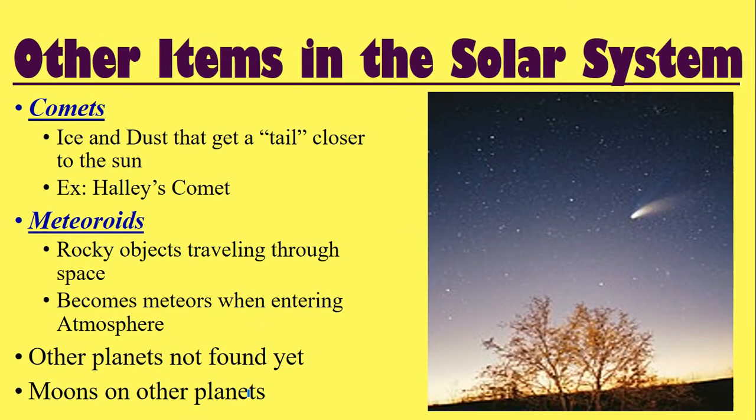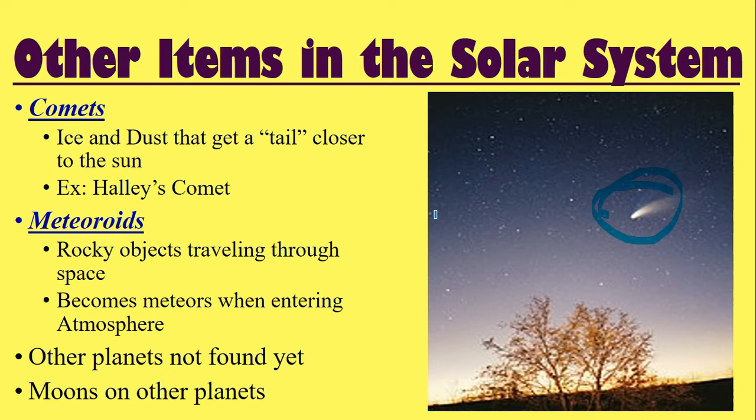Other items in the solar system, we have comets. These are ice and dust that get a tail closer to the Sun. You can kind of see that right up here. There's a comet. The famous one is Halley's Comet. Then you have meteoroids. These are rock objects traveling through space. They become meteors when entering the atmosphere. Those are what we think of as shooting stars.